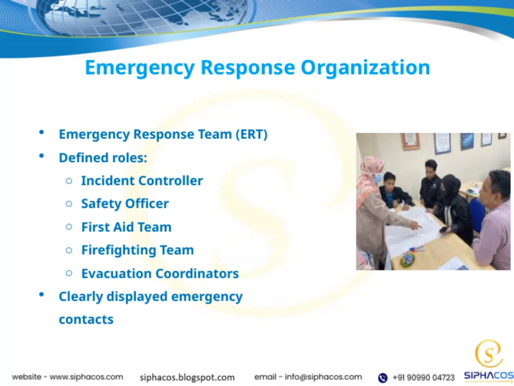Let's take a closer look at the Emergency Response Team, or ERT, and understand how it functions during an emergency. The team is made up of clearly defined roles to ensure a swift and organized response. First, we have the incident controller, who is responsible for managing the overall situation and making critical decisions. Next is the safety officer, whose main focus is to ensure everyone's safety and mitigate risks. Then there's the first aid team, equipped to provide immediate medical assistance to those injured.